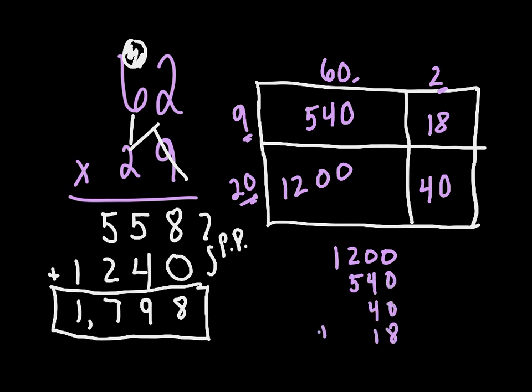Let's add them up. In the 1s, we have an 8. In the 10s, we have 4 plus 4 is 8, plus 1 is 9. Then 2 plus 5 is 7, and 1,000. So 1,798. We have the same here. A great way of checking using another strategy.